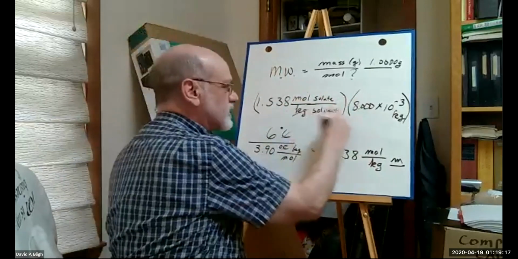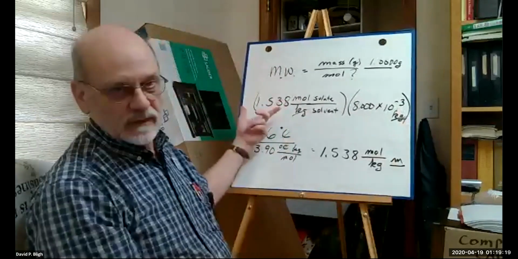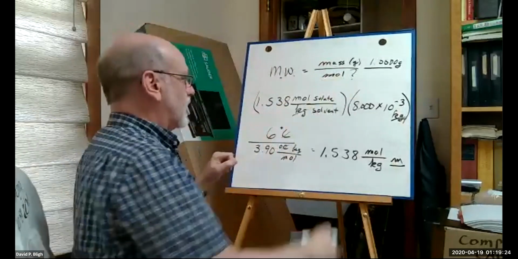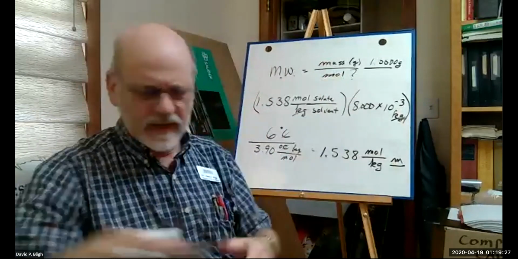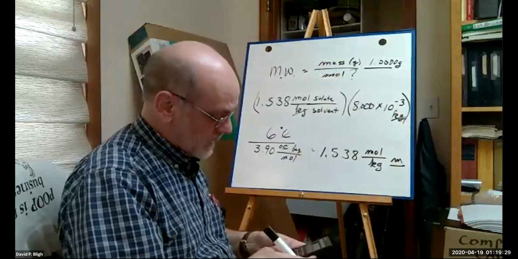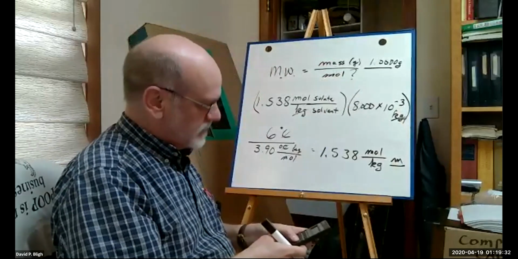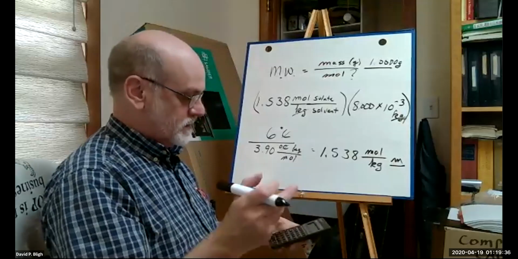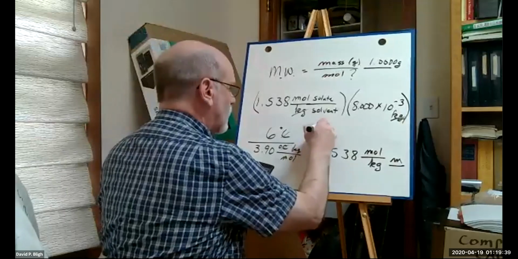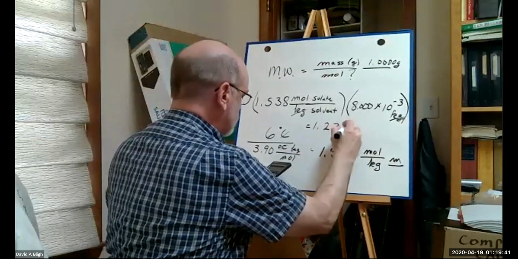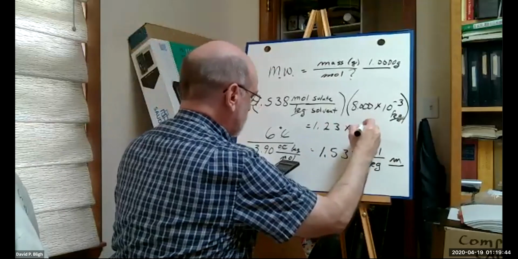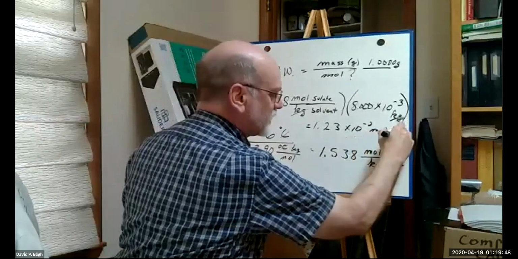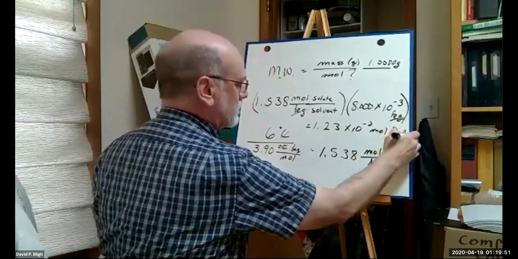Okay, so now the kilograms cancel, and look what we're left with. Moles of our solute. Fits right in there. All right. So what's 8 times 1.538? All right, 1.538, and then 8 with an exponent of -3. So I get 1.23 times 10 to the -2 moles. And that's moles of benzoic acid. Okay?